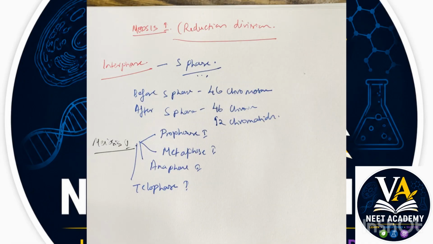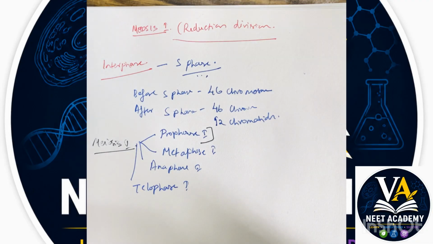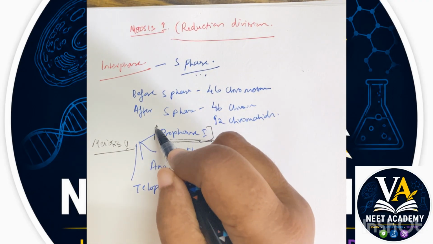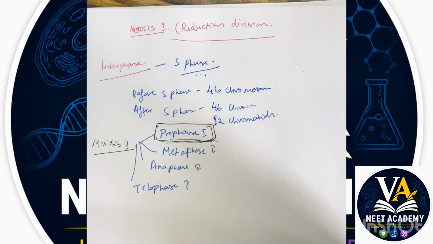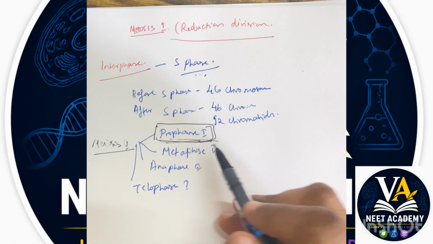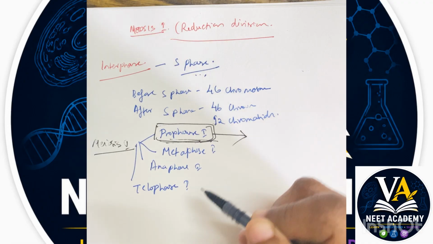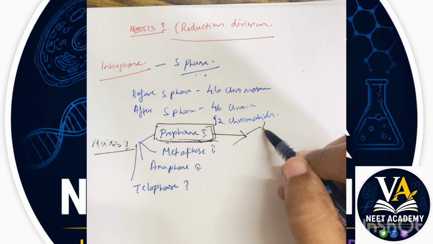Now this prophase is said to be the longest phase, and a very important phase. You can say the star of meiosis is prophase. Prophase is in turn divided into different stages. So what are they?